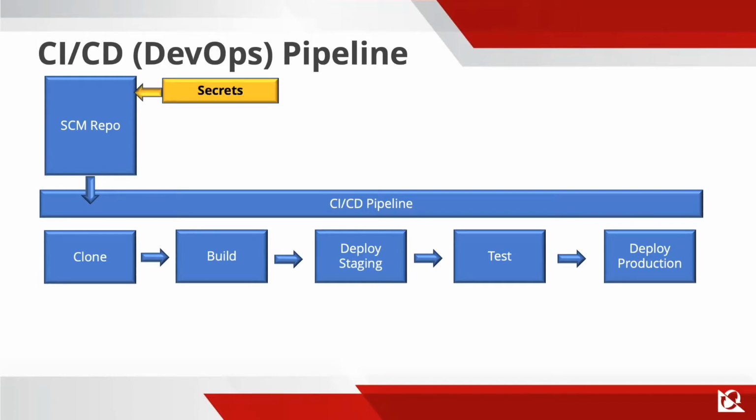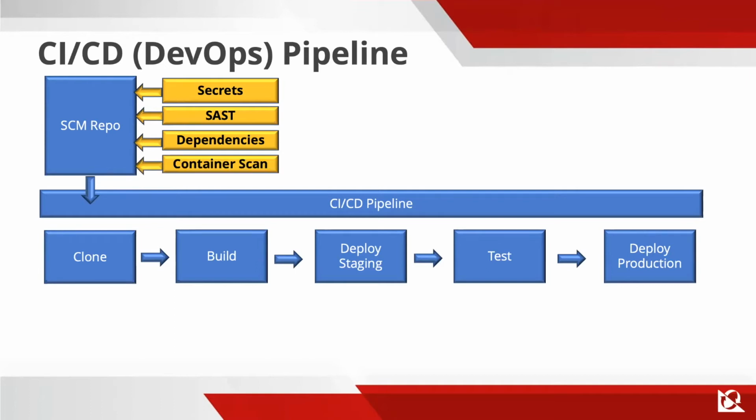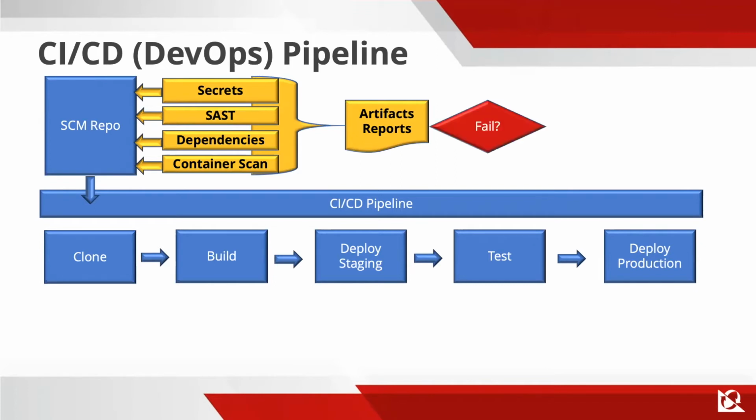We start off by checking for secrets. We do some static code analysis, also known as SAST. We identify the dependencies, and then maybe we scan the Docker or Kubernetes containers. These scans are going to produce reports or artifacts for review by security professionals and developers. This pinpoints the issues for review and remediation.